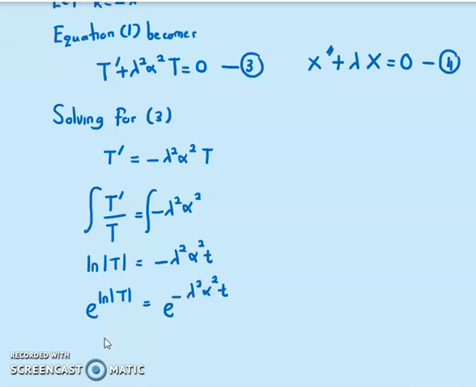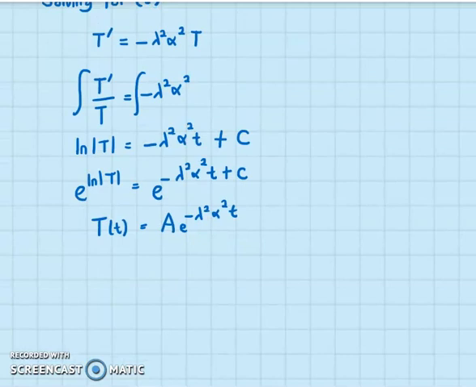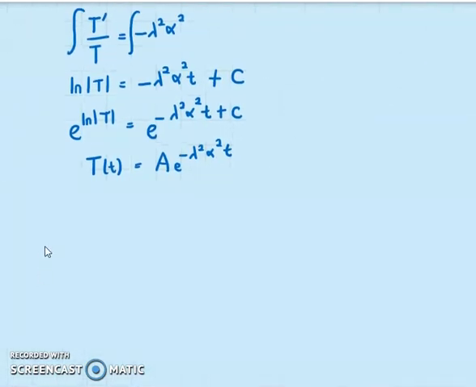So therefore we have for the T, don't forget I have a constant plus c, so I have A e to the negative lambda squared alpha squared t. Okay, this is solving for equation 3. Now similarly, we want to solve for equation 4. Solving for equation 4, we'll call this equation 5 now.